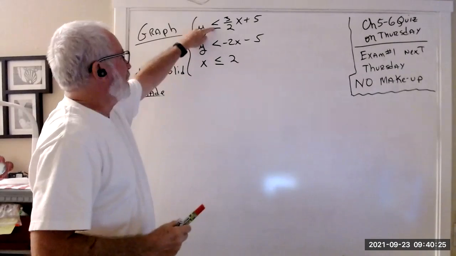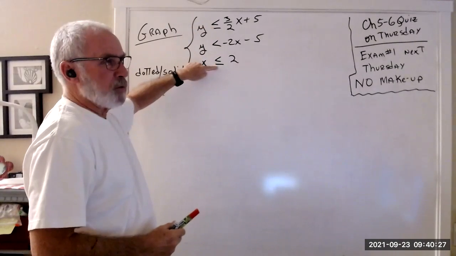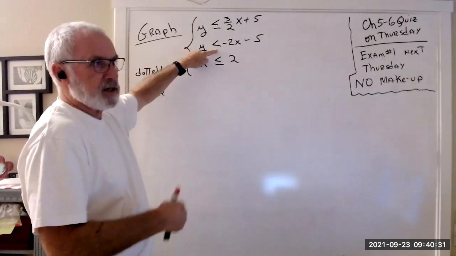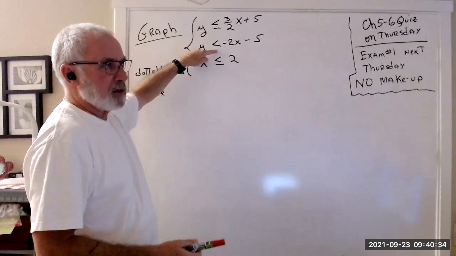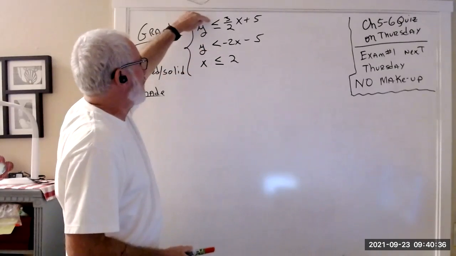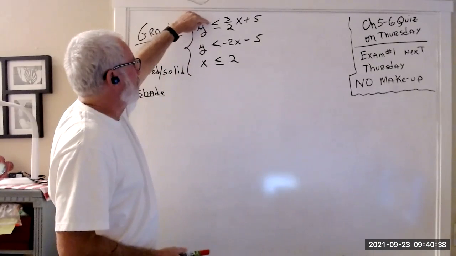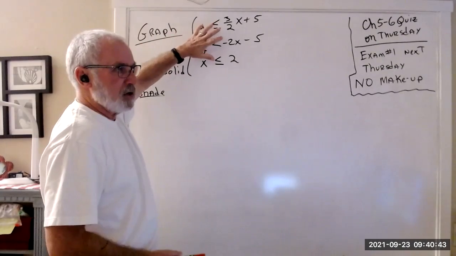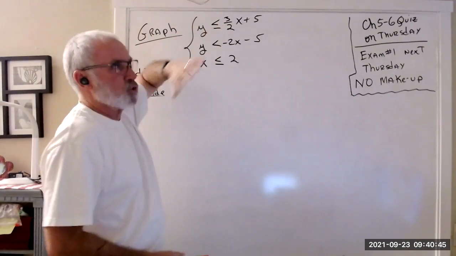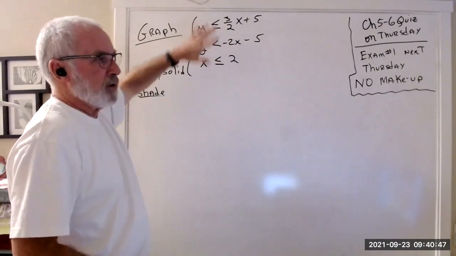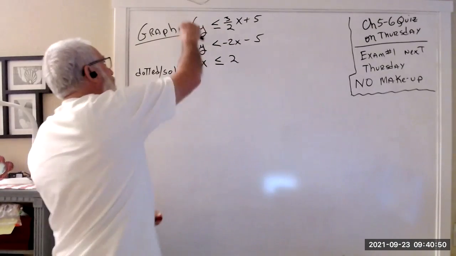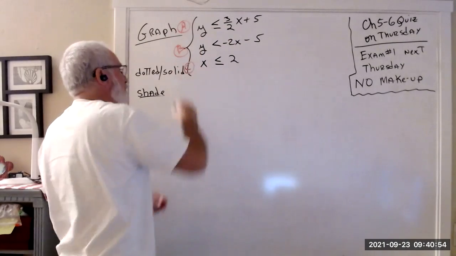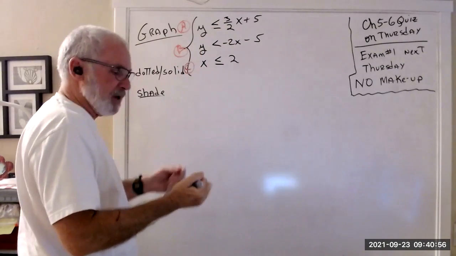Remember, if it says equal, then my line will be just a solid line. If it's not equal, like less than or greater than, then my line will be a dotted line. The greater than or less than part tells me I'm going to have to shade. We've talked about shortcuts for figuring out where to shade. We'll do that when we do the problem. For ease of discussion, I'm going to call these A, B, and C.